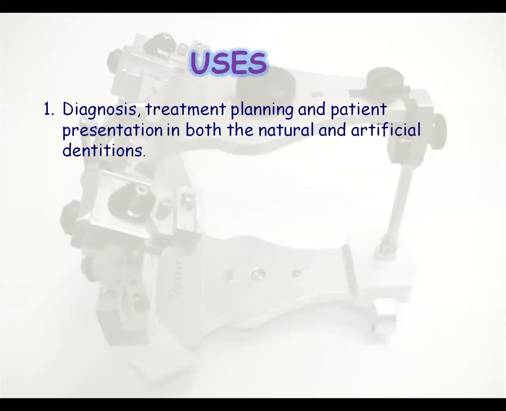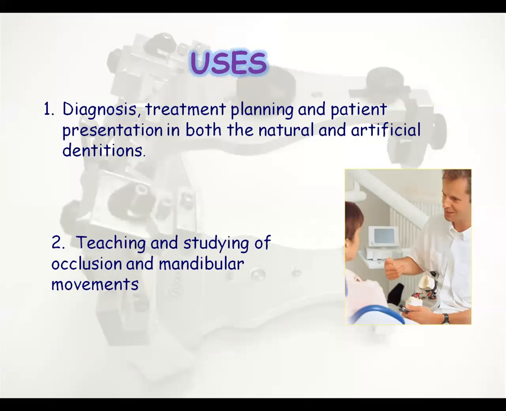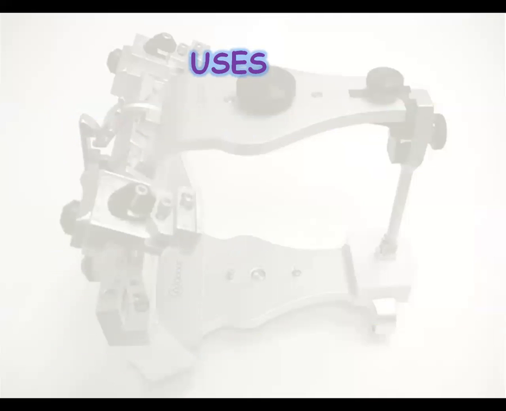So the first and foremost use is diagnosis and treatment planning, and presentation to the patient for both natural and artificial dentition. While explaining any treatment plan to the patient, we should have an articulator with us so that it is easy to tell the patient that the treatment plan decided for you is this, and we are going to treat you in a similar fashion. The next common use is teaching and studying occlusion and mandibular movement. It can be used to study or teach the mandibular movements and the occlusion to trainees.